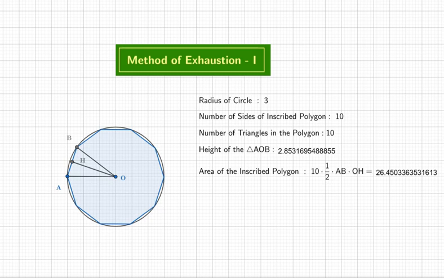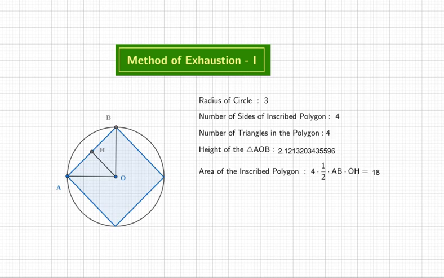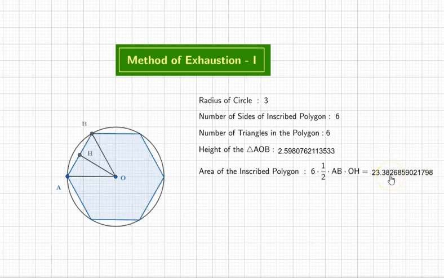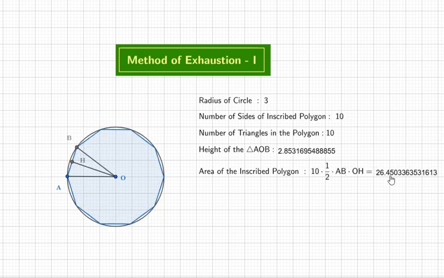So now let me take you back and let's take it step by step. As of now, it is showing the area as 18 with the 4-sided polygon. From 18, it has jumped to 23, then 25.45, then 26 point something. So as we keep increasing the number of sides, the area keeps increasing, but however much we increase the number of sides, because it is an inscribed polygon, it will always be inside the circle. That means the area of the inscribed polygon will always be less than the area of the circle.